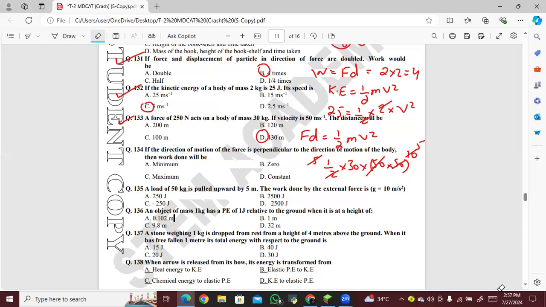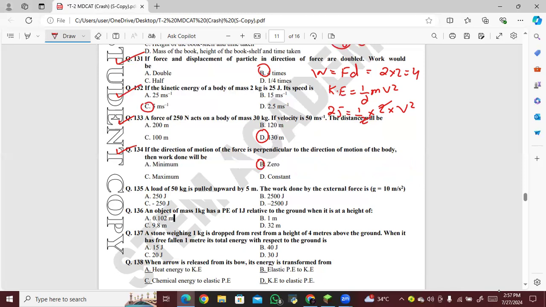Now question 134. If the direction of motion of force is perpendicular to the direction of the body, the work done will be 0, because the angle becomes 90.